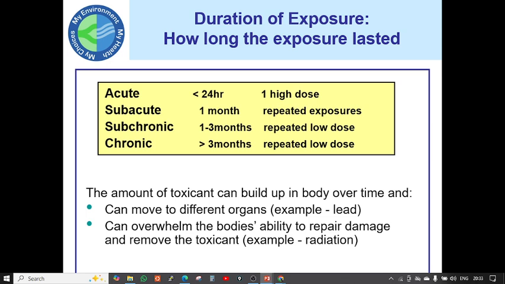An acute response is effective within 24 hours, or with a high dose. Whenever you take a high dose of a toxic substance, the reaction occurs in your body immediately. That is called an acute dose, an immediate response. Subacute: if you take some substance and after 1 month the result shows, that is subacute. If you continuously take some substance and after 1 to 3 months the response is shown, that is called subchronic. And if the effect is shown after more than 3 months, that is called chronic.